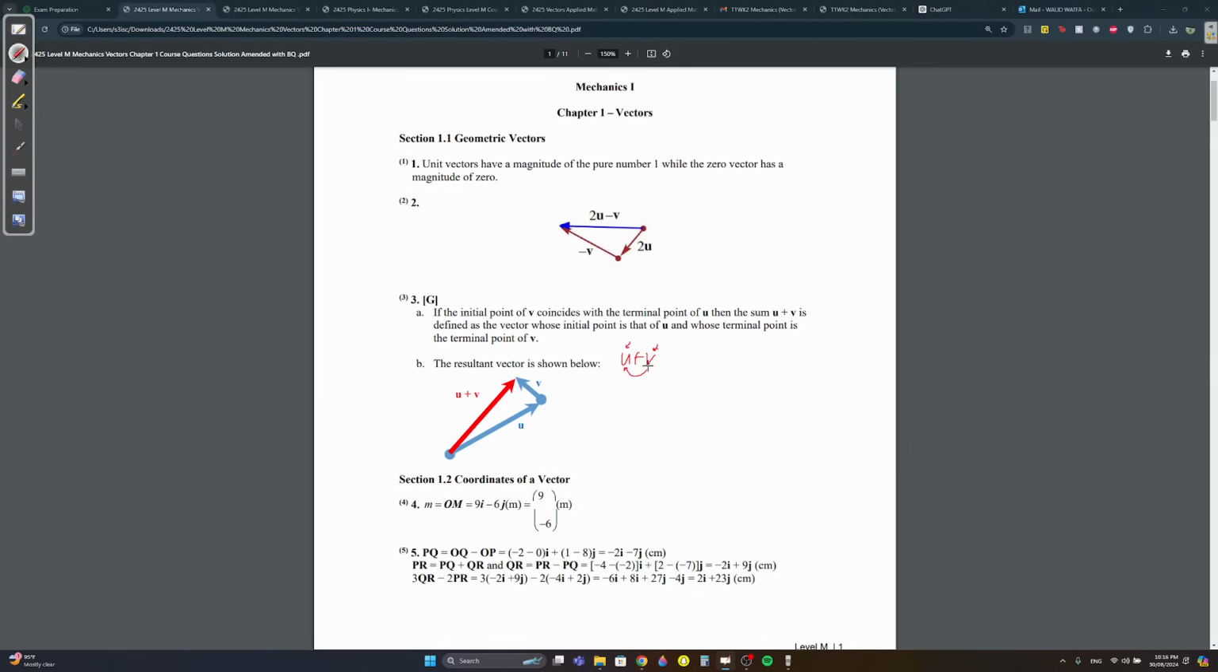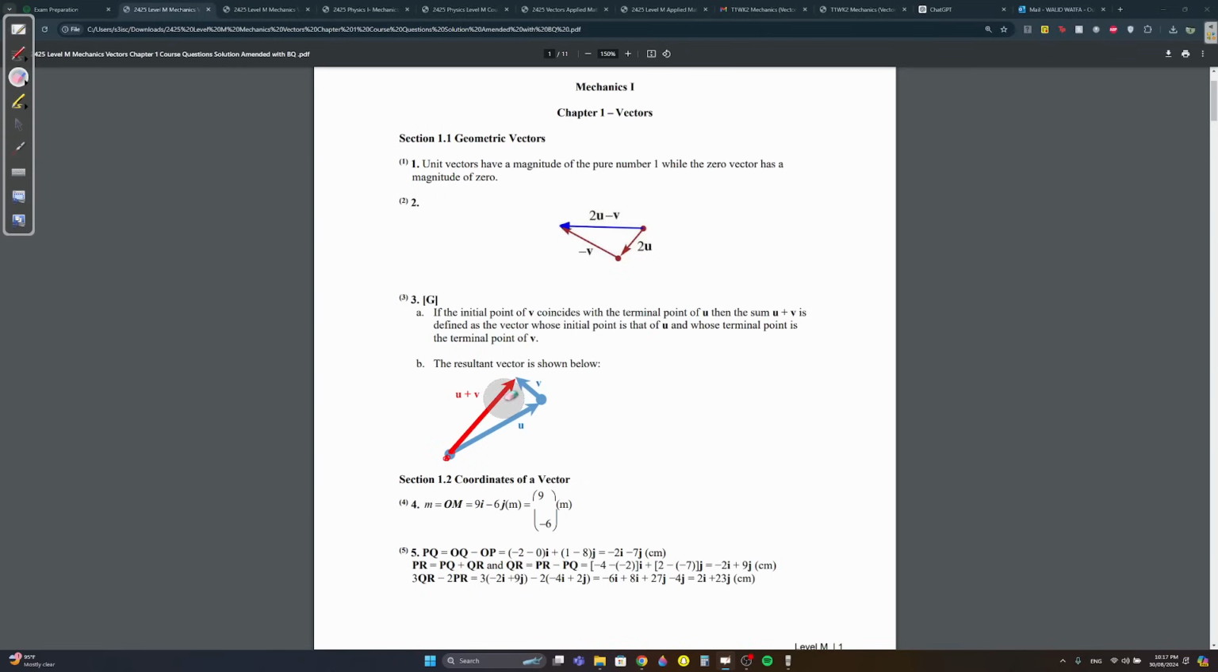So the head of u should coincide with the tail of v, like here. This is the triangle method. And then the sum, u plus v, will be the vector whose initial point starts at the initial point of u and whose final point ends at the final point of v. That's another way. In case they put fill in the blanks, just know what to fill in.